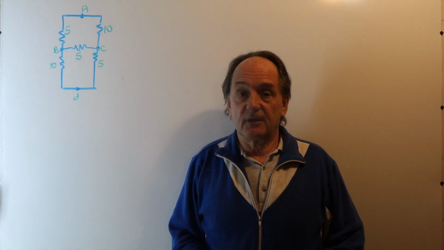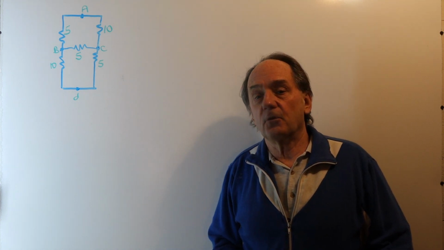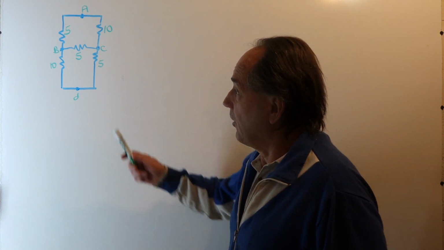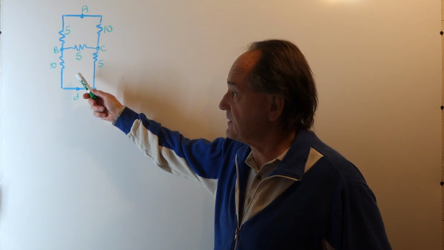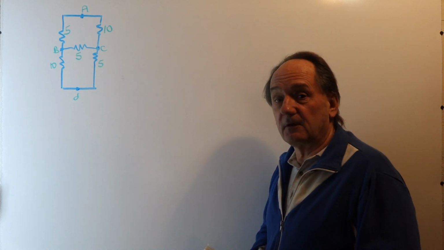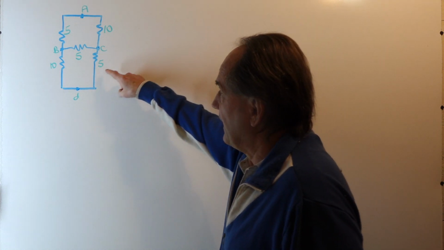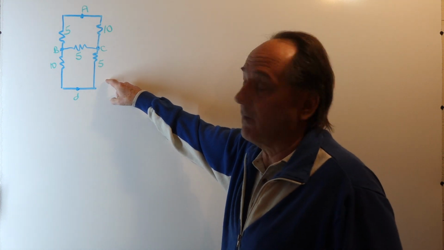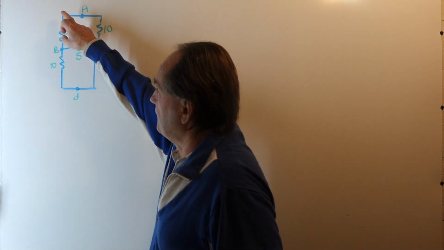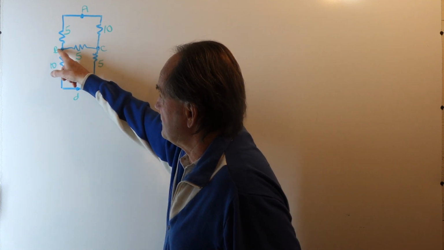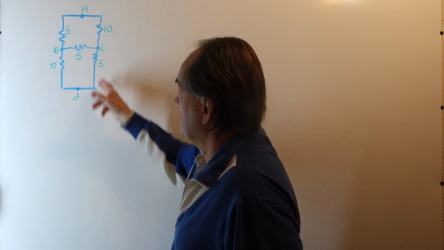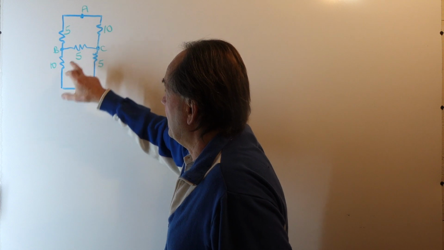Hello, George Notchik here. I had a viewer ask me how I might go about finding the equivalent resistance of this network. Many of you will realize that this is what we call a bridge network, where we have two legs and this is the bridge resistor. It goes between the two legs of the network.